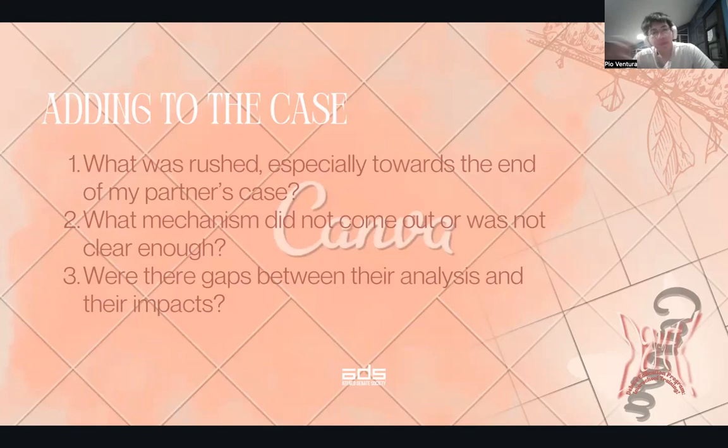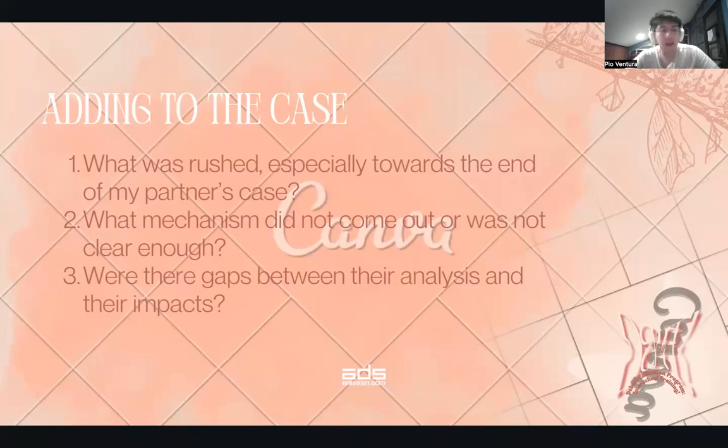The second point that I want to discuss is that you should question what mechanisms, or in general what pieces of framing and analysis, were not able to come out from your partner. Or even if these pieces of framing and argumentation were able to come out from your partner, do question whether you think that was clear enough to the judge.